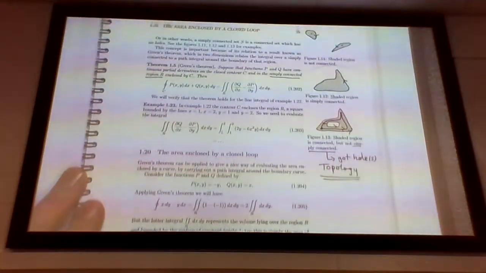Okay, so where were we? We were... So last time we had done the proof of Green's theorem.